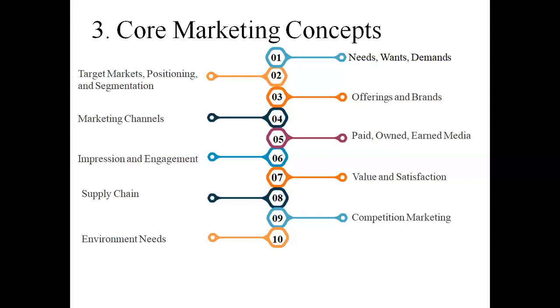We discussed value and satisfaction. After that we discussed the supply chain, and we said that from raw material to the customer, all of that comes under supply chain. Then we discussed competition, market and environmental needs, under which we discussed the task environment and the broad environment.